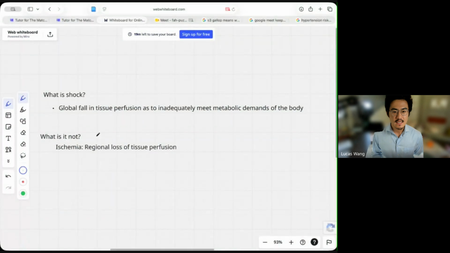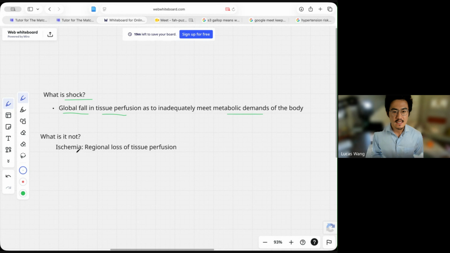Shock is defined as the global fall in tissue perfusion so as to inadequately meet the metabolic demands of the body. What that means is, all of our tissues and organs need perfusion. They all need blood to reach them, and not only blood to reach them, but blood to push on the walls of the capillaries to be able to push nutrients and oxygen into the cells. Anytime that is impeded, you're at risk of shock.